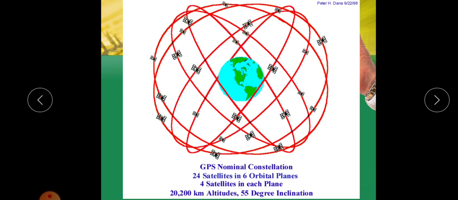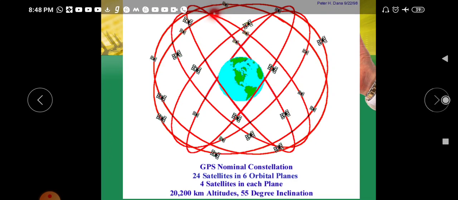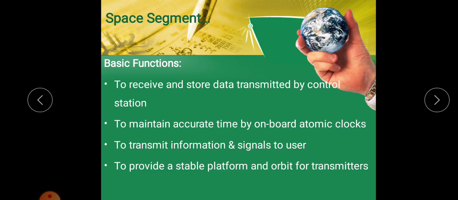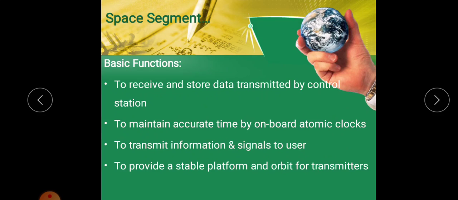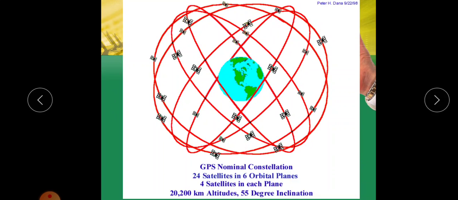As I had told, the GPS nominal constellation consists of 24 satellites in 6 orbital planes, and 4 satellites in each plane. So altogether 24 satellites, at 20,200 kilometer altitude and 55 degree inclination. That is, the 6 orbital planes are inclined at 55 degrees with the equator. So these are the properties of our space segment.